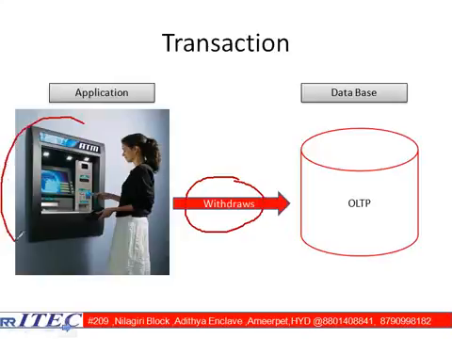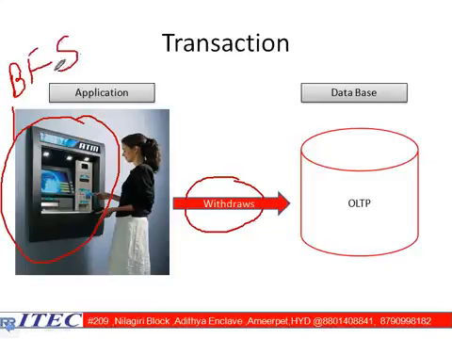I can call this ATM a business. Yes or no, sir? This ATM is a business, and she is interacting with the business. The business type is banking, finance and service. Whenever she interacted and withdrew some amount, whatever data we got, that is called what, sir? Transaction data. Whatever data we got is called transaction data, and whatever she is doing is called one transaction.